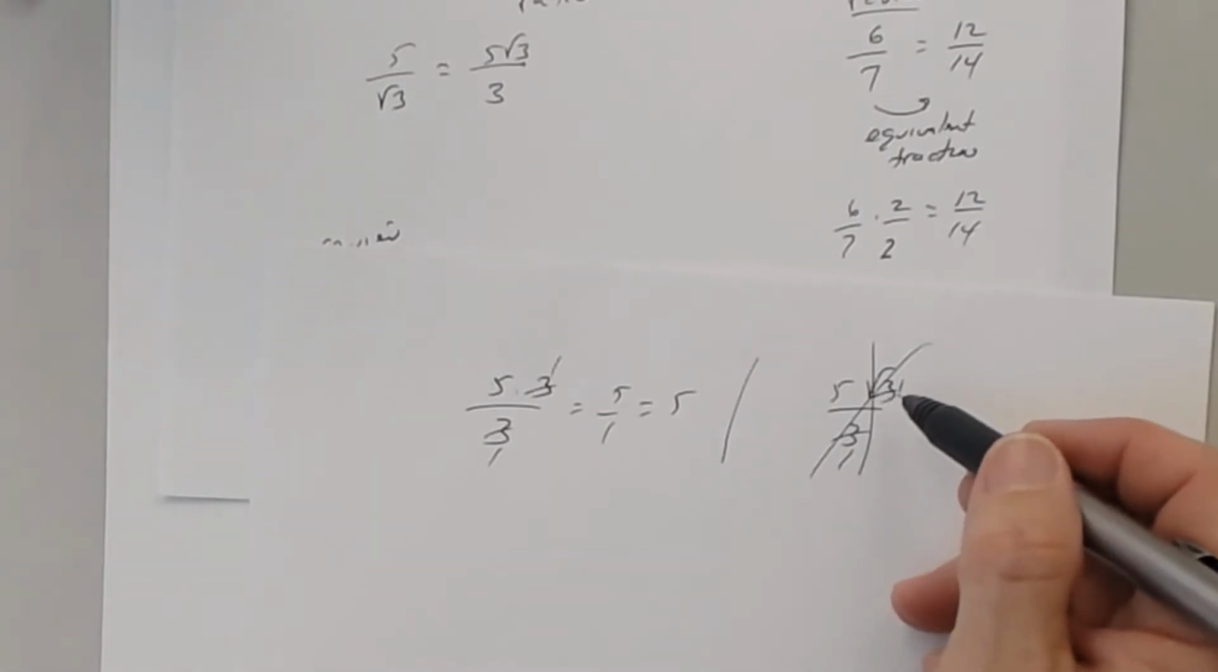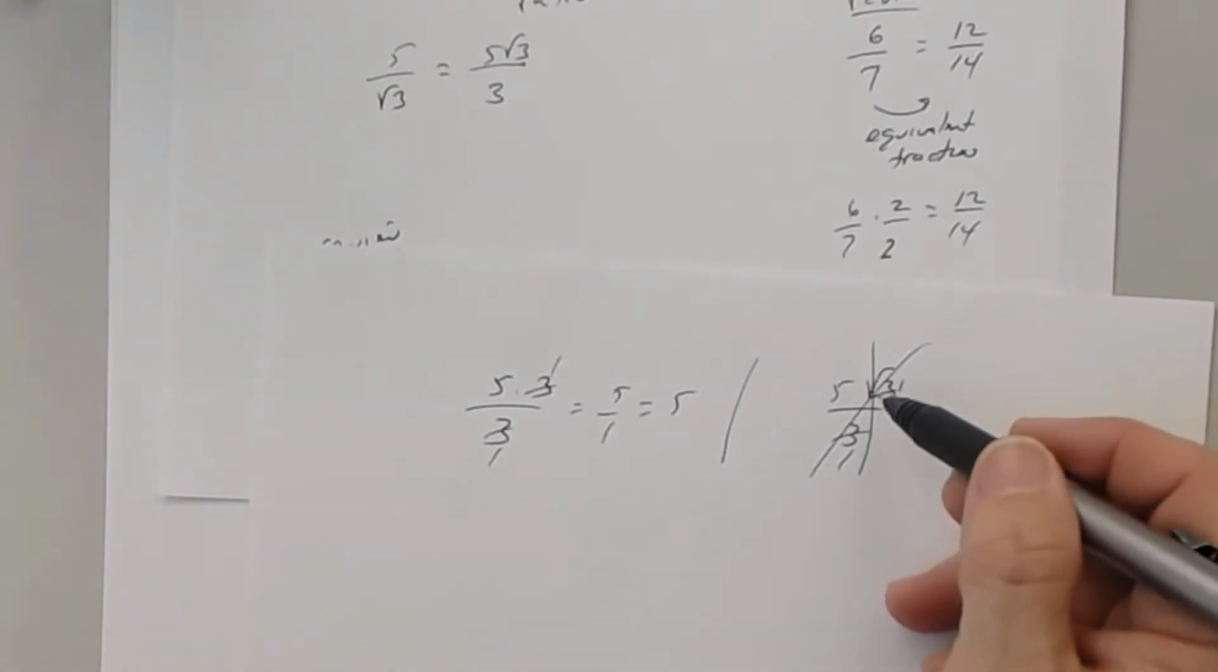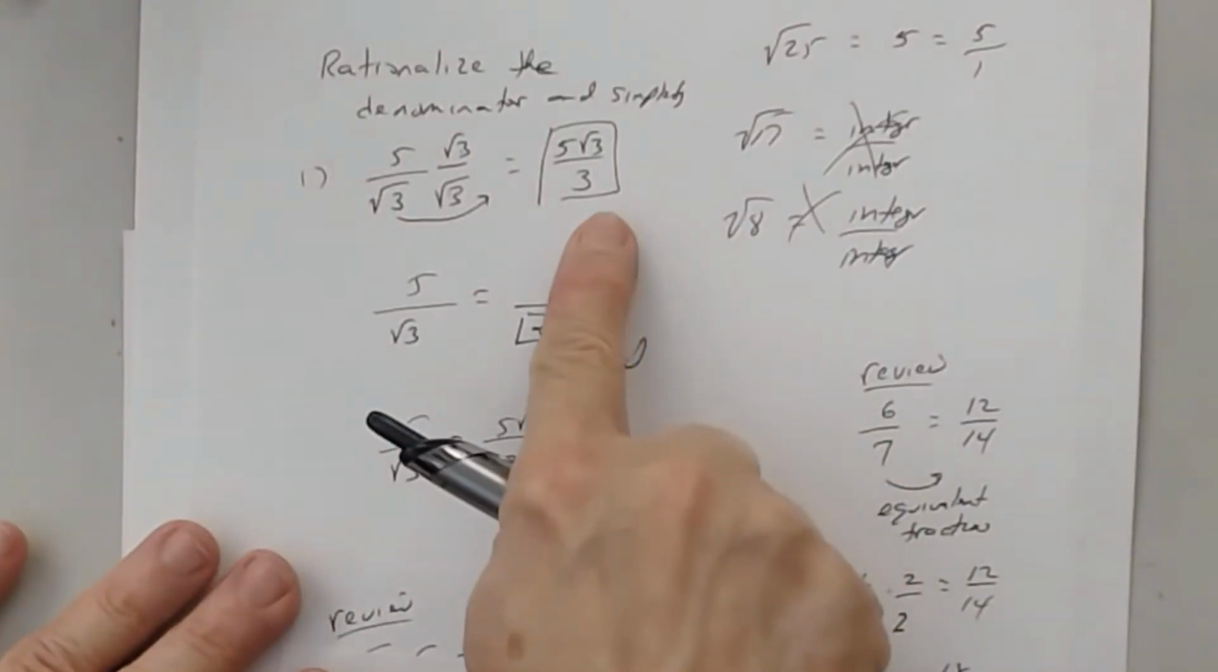Because if you made that mistake, what's the square root of 1? 1. Basically, you're saying this is 3, and it's not. It's the square root of 3. So you cannot do that, okay? The square root of 3, if you use your calculator, is about 1 point something. All right, so this is your answer. You're done.